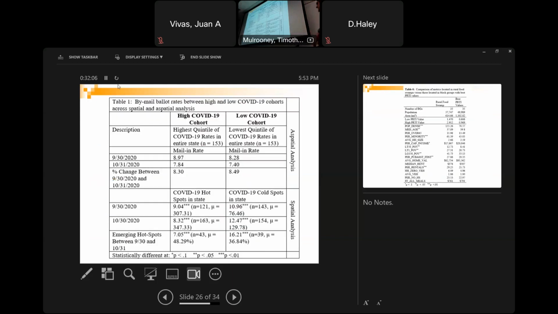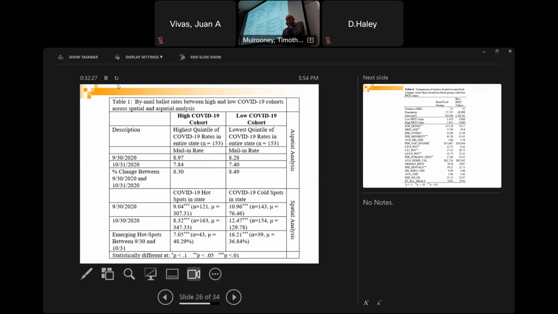So now when we go back to revisit my COVID rates, you can see on the left, these are my high COVID cohorts. On the right are my low COVID rates. And the first thing I did up at the top was I just broke them into quintiles. What's a quintile?